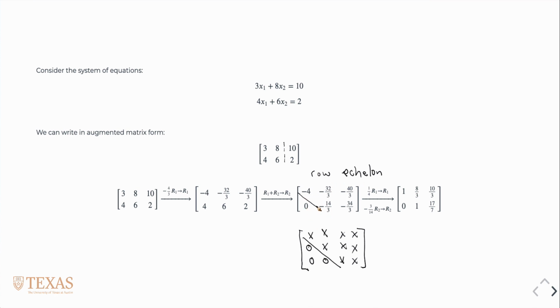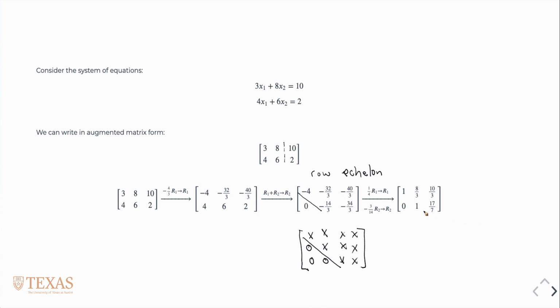Now, just to make things a little bit more clear, we're going to go ahead and make the diagonals 1 by using our rule 2, and that is multiplying by a constant. In this case, we'll do them both in one step. So we'll multiply the first row times a quarter so that we have a 1 on the diagonal, and we'll multiply the second row times negative 3/14 so that we have a 1 on the diagonal.